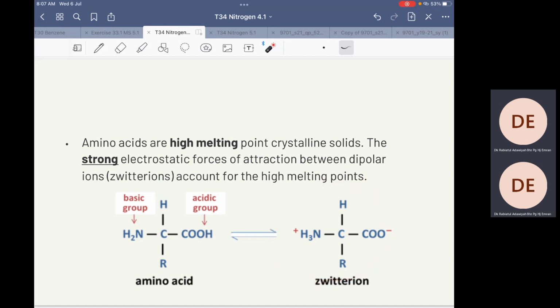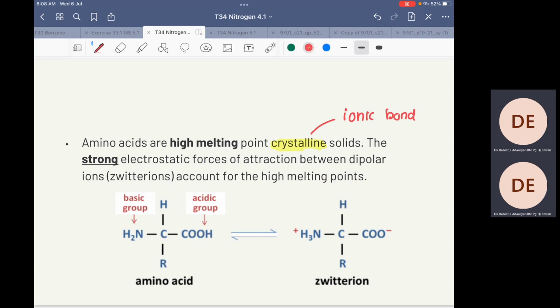So even though it is an organic molecule, and we ask whether an organic molecule is a simple molecular structure, a zwitterion will form an ionic bond with its neighboring zwitterions. So this explains why amino acids are high melting point crystalline solids. The word crystalline there is a characteristic of an ionic bond. The strong electrostatic forces of attraction between dipolar ions account for the high melting point. So you can mention ionic bond between the molecules.